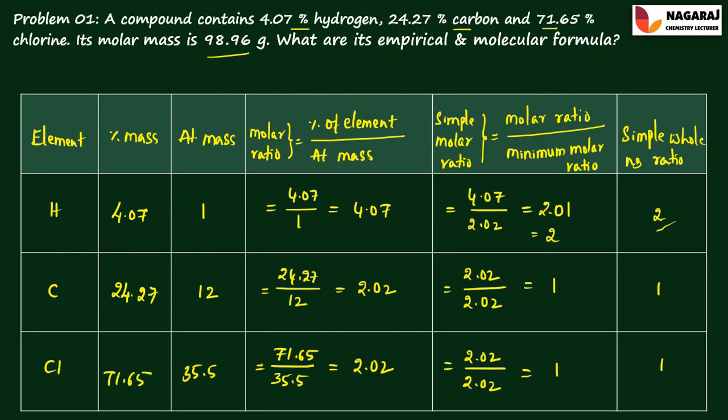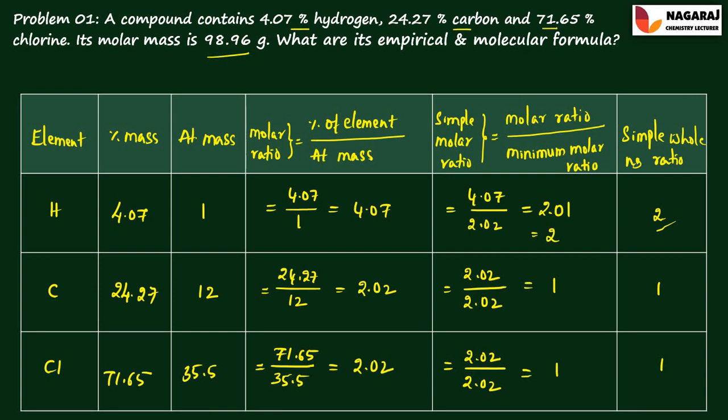So first we have to calculate the molar ratio of the elements, then calculate the simple molar ratio. The simple molar ratio is calculated by dividing the molar ratio by the minimum molar ratio. On simplification it gives the simple whole number ratio. If it is not a simple whole number, then it is to be converted into simple whole numbers by multiplying by a suitable integer. Here it is not necessary to multiply by any integer, because the simple molar ratio is already in whole numbers.